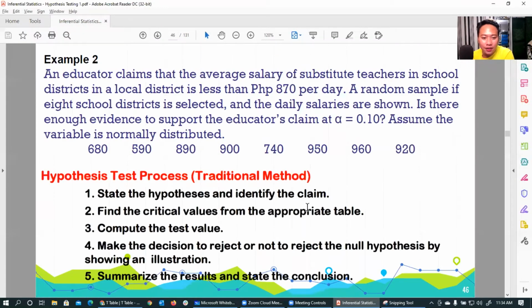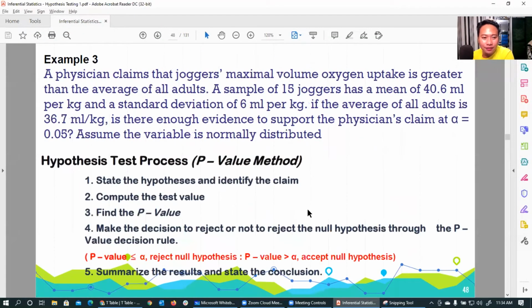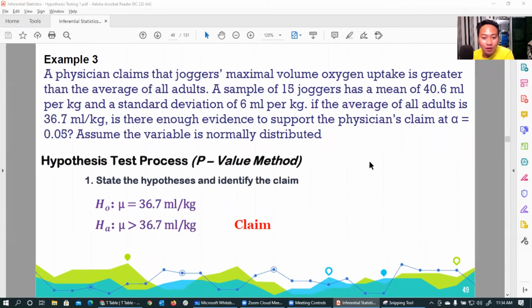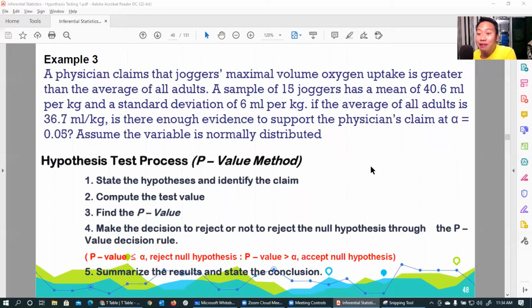Alright. So here, next example. So this is kind of complicated, guys. So I'm going to just show you the answer. For a p-value method for t-test. So here, a physician claims that Jogger's maximal volume oxygen uptake is greater than the average of all adults.